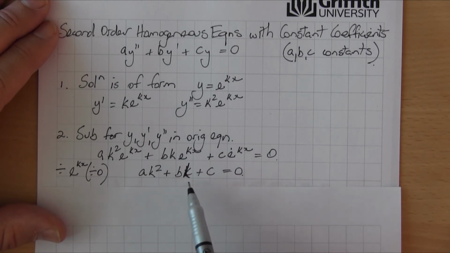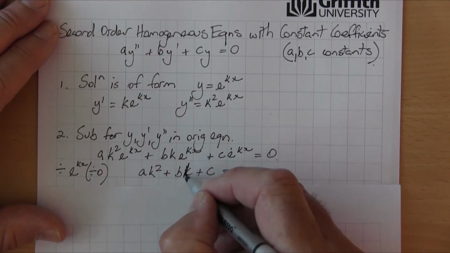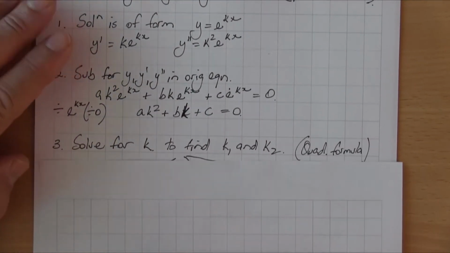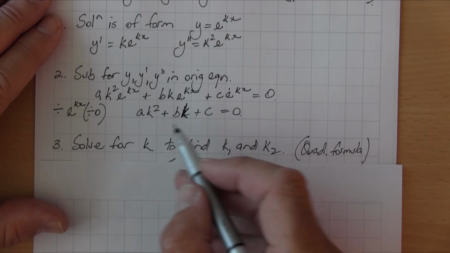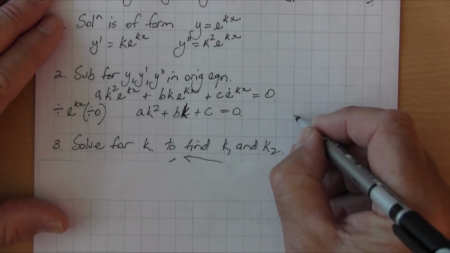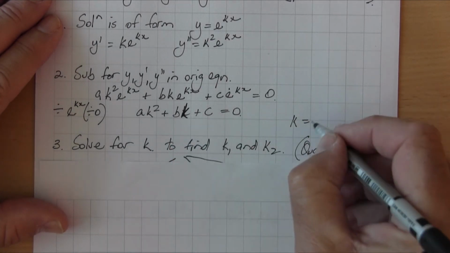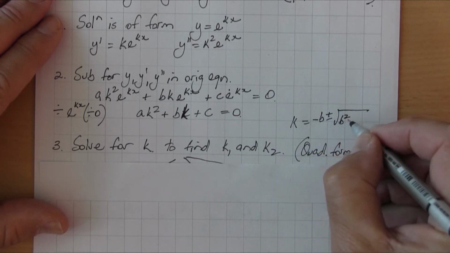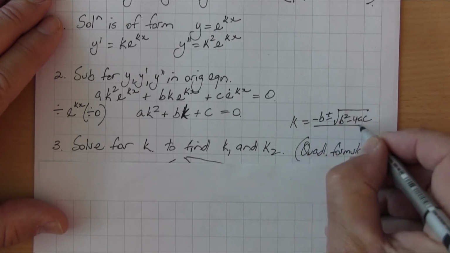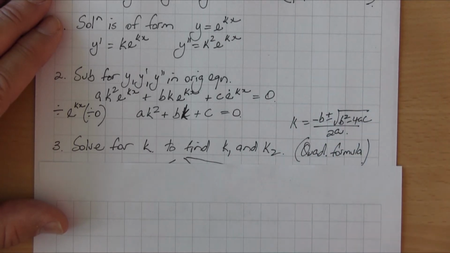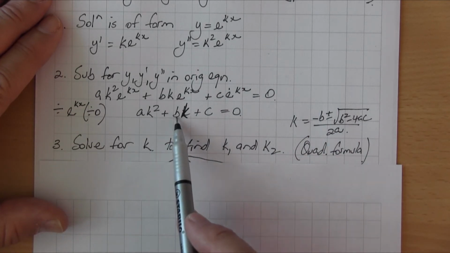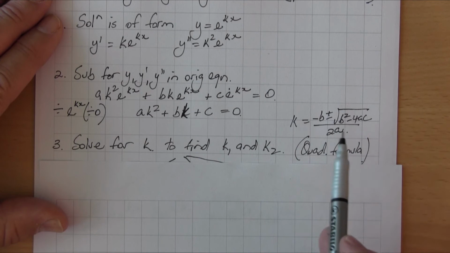So this is a quadratic in k: ak² + bk + c = 0. We can solve for k using the quadratic formula. The quadratic formula says k = (−b ± √(b² − 4ac)) / 2a. So the quadratic formula we need to know. Identify what a, b and c are, and substitute in there.